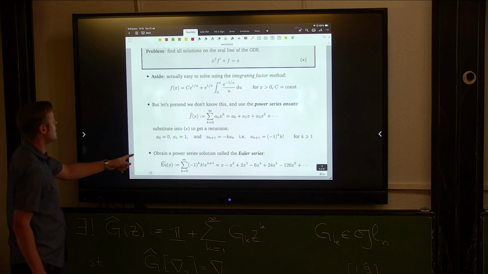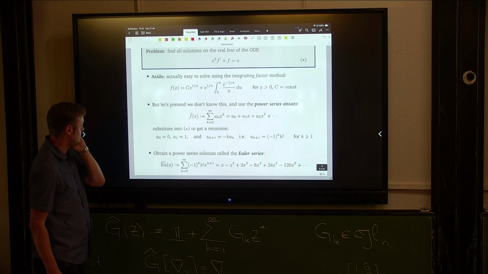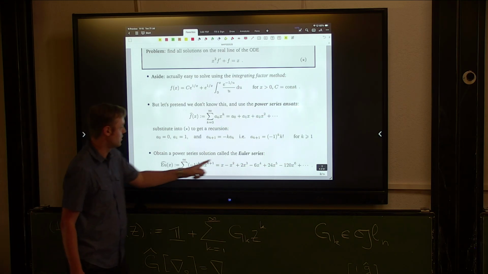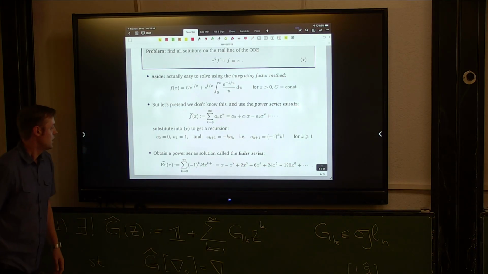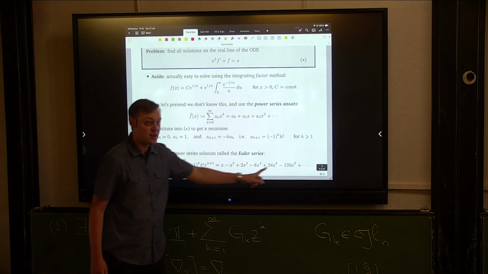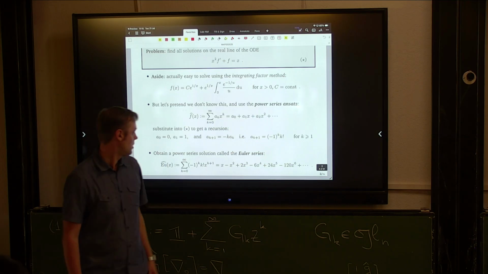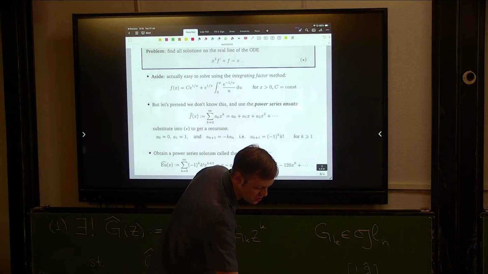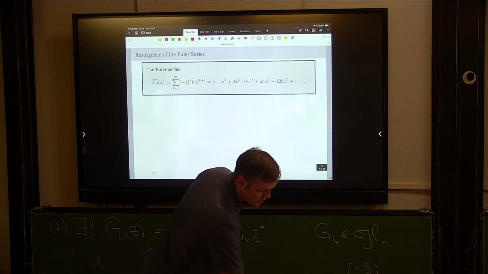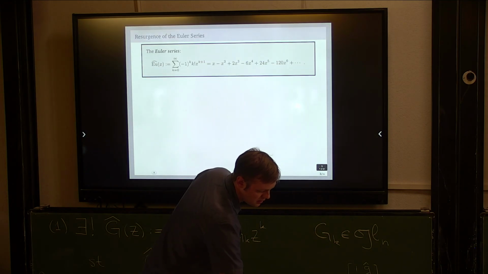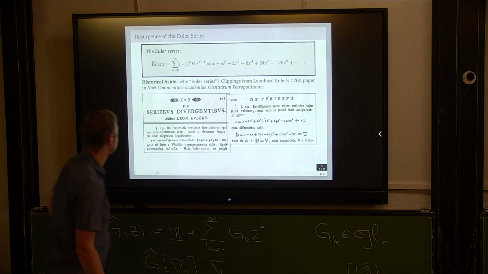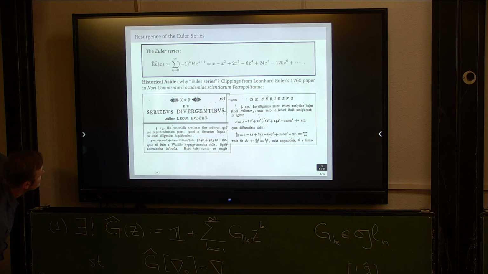So what you obtain as a result is what is called the Euler series. So it's this really nice, beautiful looking power series with integer coefficients. So a little bit of history. Why is it called the Euler series?